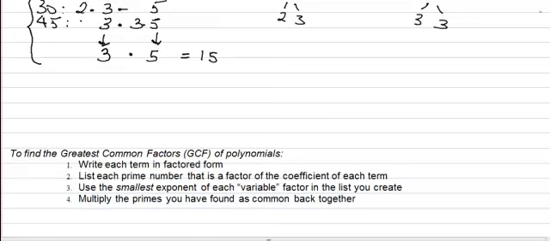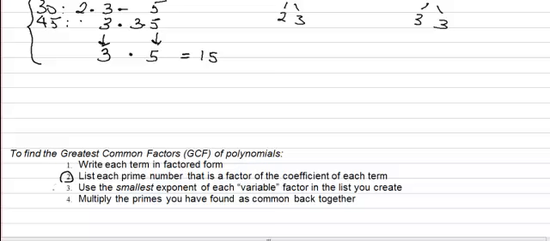So now, when we're looking for the greatest common factor of polynomials, the first thing that we're going to do is write it in factored form. That's what we were just practicing. Then we're going to do what we do here. Number 2 here, list each prime number that's a factor of the coefficients. Sometimes you can see it, sometimes you can't.